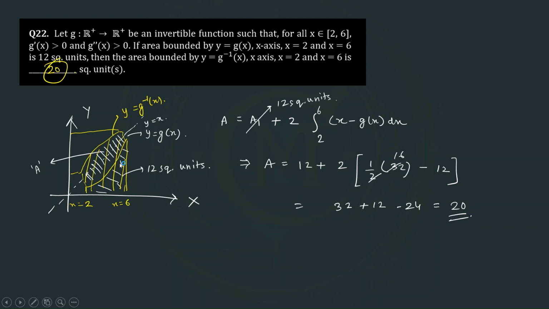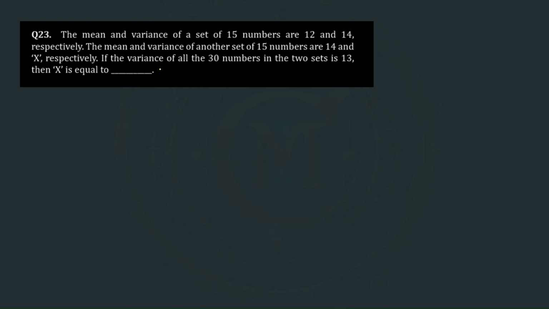I hope you understood the concept behind this question. This is question number 23. It says the mean and variance of a set of 15 numbers are 12 and 14 respectively. So two sets are given, set 1 and set 2. Set 1 has mean equal to 12 and variance equal to 14. The second set has mean equal to 14 and variance equal to x. So we have to find x if the variance of all the 30 numbers in the two sets is 13.